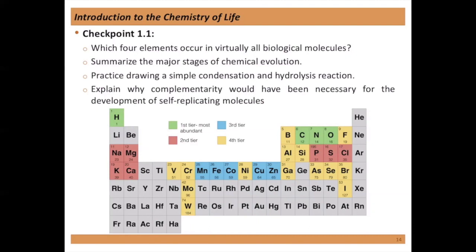So you should know how to do a condensation reaction, how to make peptide bonds. We did that in organic chemistry, but also understand how complementarity would be a necessity for the development of self-replicating molecules. Again, if we wanted information to go from one molecule to another, that information needs to be conveyed, and you could do that by the molecules being complementary.